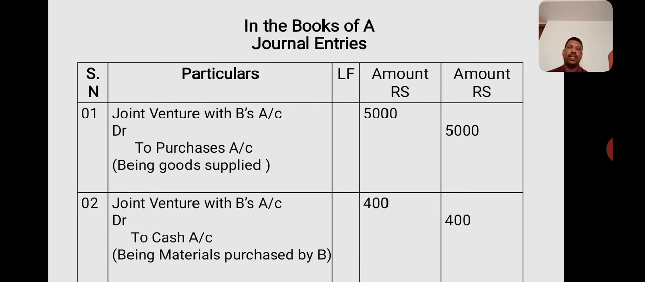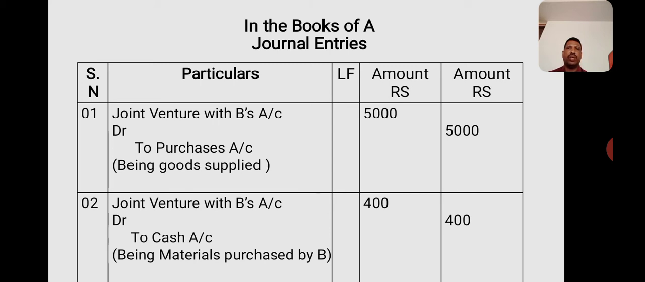But the joint venture with other co-venturer account is in the nature of a personal account, and it does not show the profit or loss on account of the joint venture. Hence, we have to prepare the memorandum joint venture account. So here, the memorandum joint venture account is prepared to ascertain the profit or loss of the joint venture.